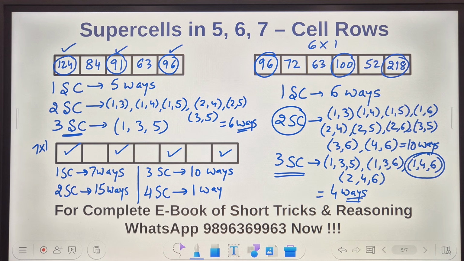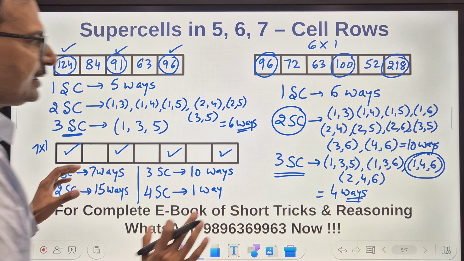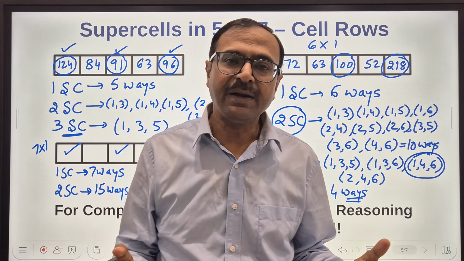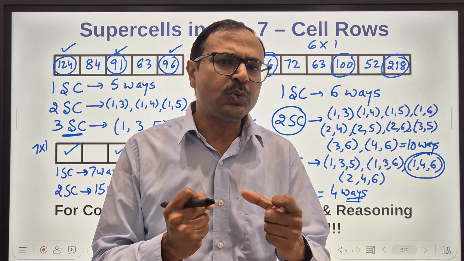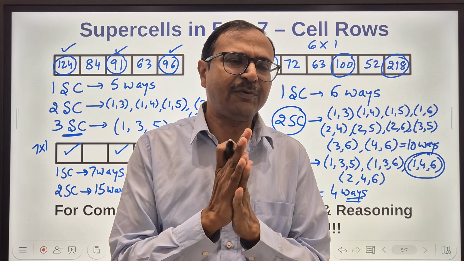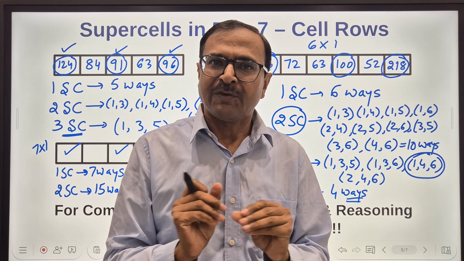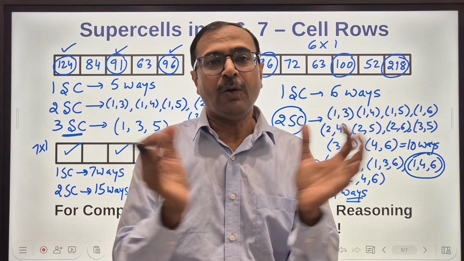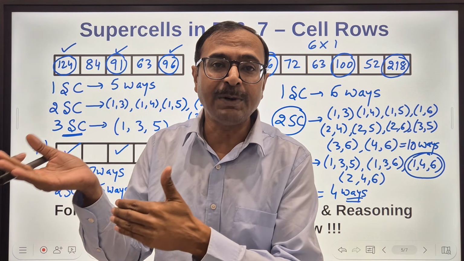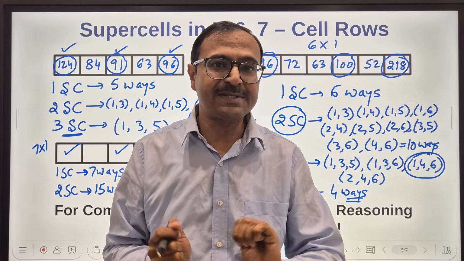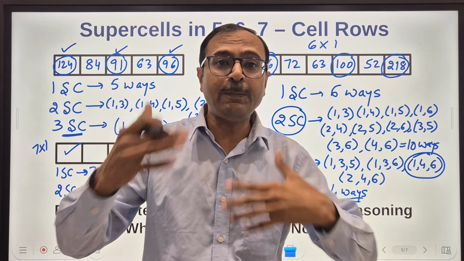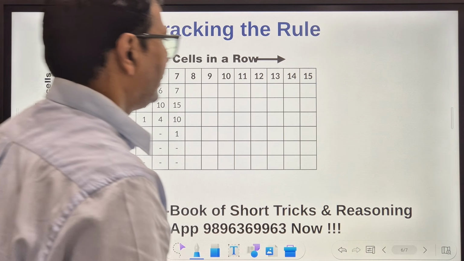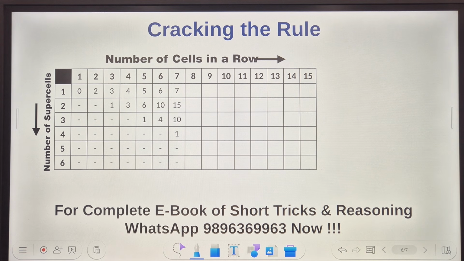Now, what we need to understand here is, what is the rule? Are we doing all trial and error here, or are we trying to get into that kind of frame of mind where if we are given a 13 by 1 grid, we'll be able to find how many supercells there can be at maximum, and if we want 4 supercells among those 13, then how many possible combinations are there? Now for that, you need to understand this table which we have here.